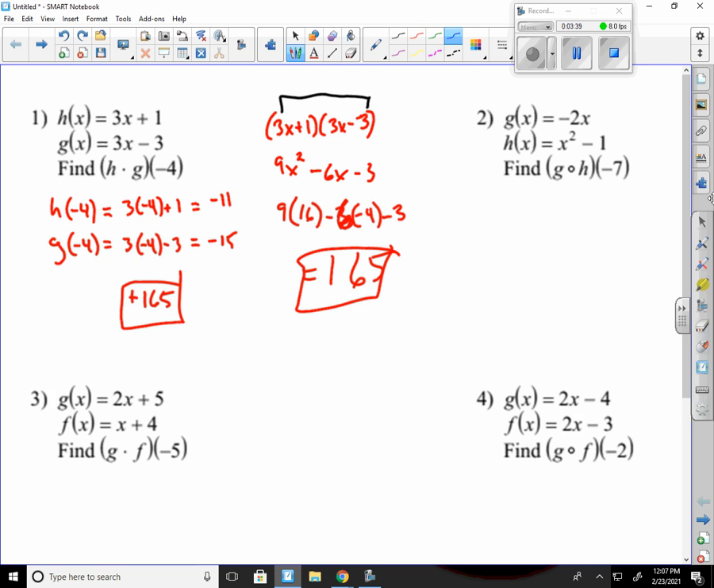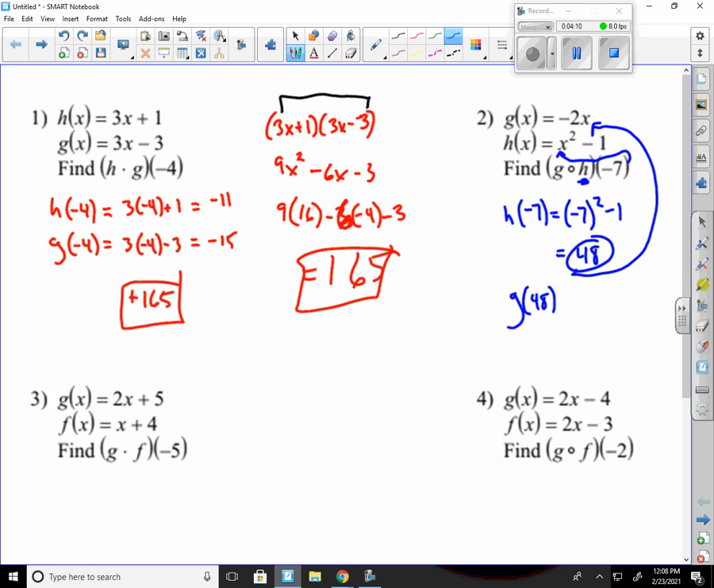Number 2, g of h of negative 7. H is closest to negative 7. That's what I plug my negative 7 in for. It goes right in where the x is. H of negative 7, that's negative 7 squared, minus 1. Negative 7 squared is 49, minus 1 is 48. Whatever I get out here, I put in for x in the g function. G of 48, negative 2 times 48, that's negative 96. Done.